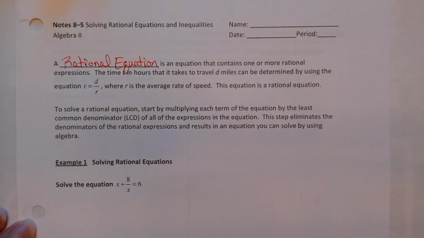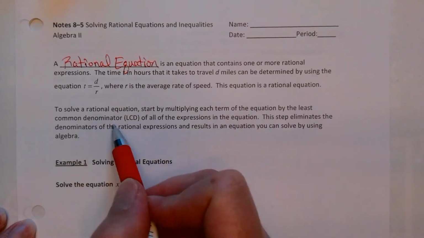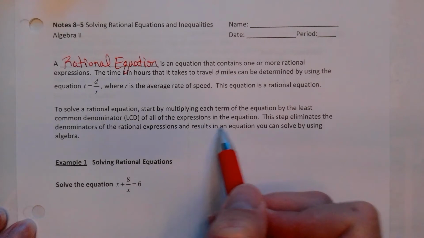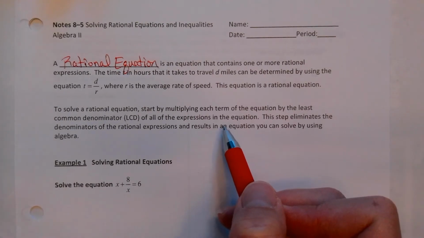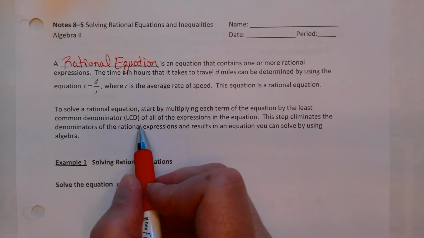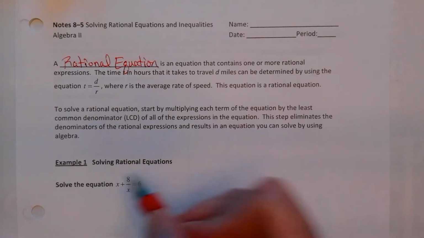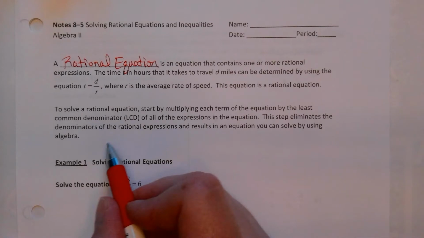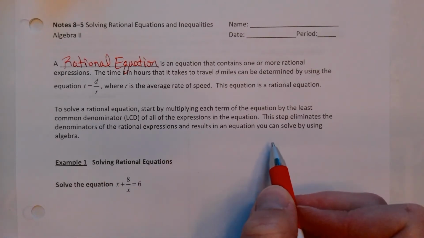To solve a rational equation, you're going to start by multiplying each term of the equation by the least common denominator of all the expressions in the equation. So this is a nice shortcut. We are not going to start with that shortcut, but we will introduce it and solve two different ways. Multiply the entire expression on both sides by the least common denominator. This step eliminates denominators of the rational expressions, and it results in an equation you can solve by using algebra.